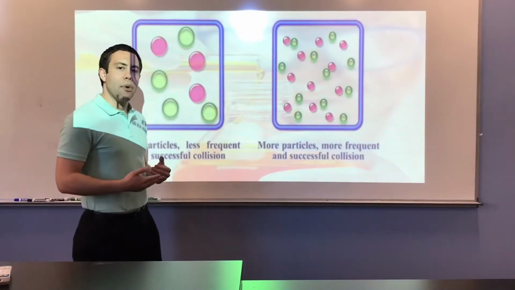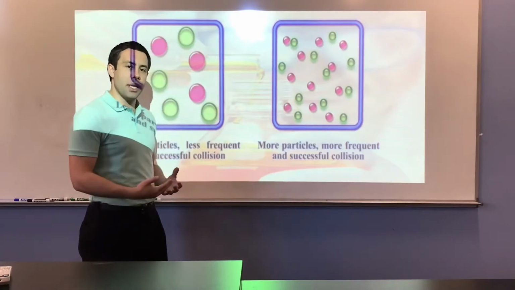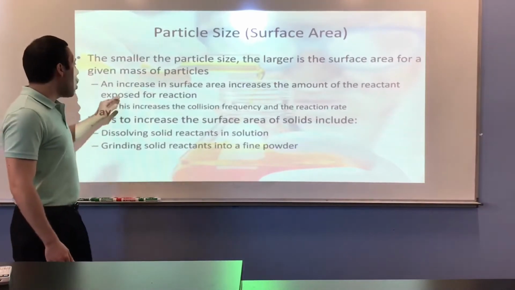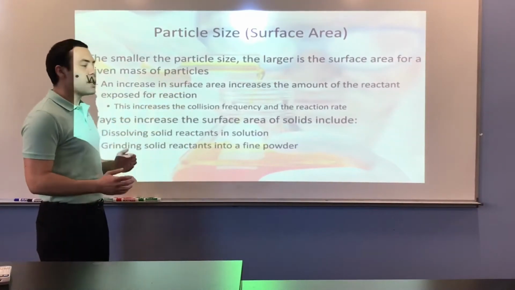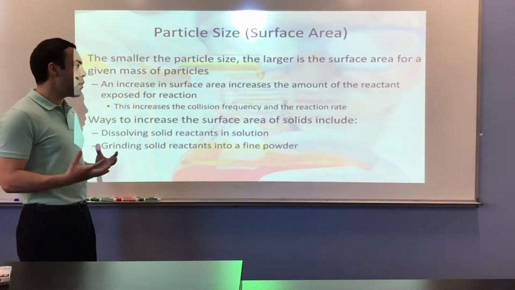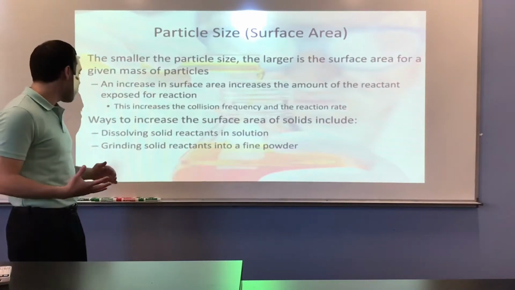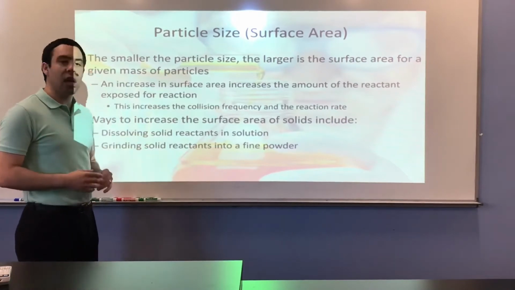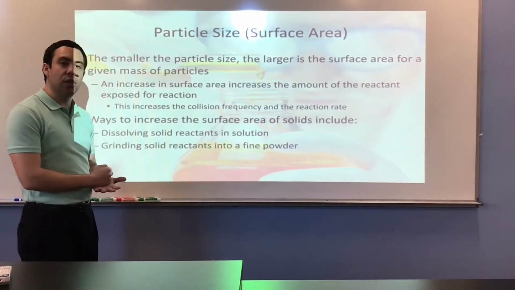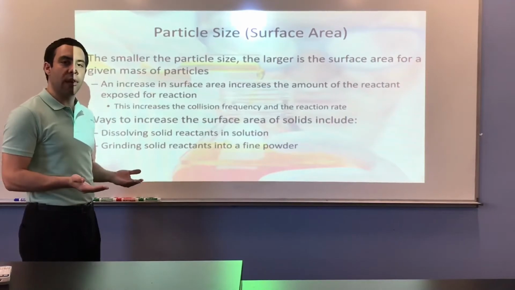Remember, in order for a chemical reaction to take place, you need an effective collision with proper speed and orientation. So, an increase in surface area increases the amount of reactant exposed for the reaction. This increases the collision frequency and the reaction rate. How can you increase surface area? Well, you can dissolve the solid reactant in a solution, or you can grind the solid into a fine powder. The smaller the particles are, the greater the surface area it has.